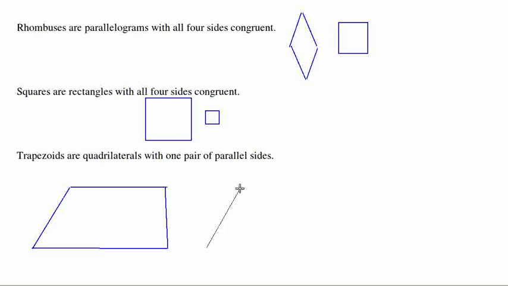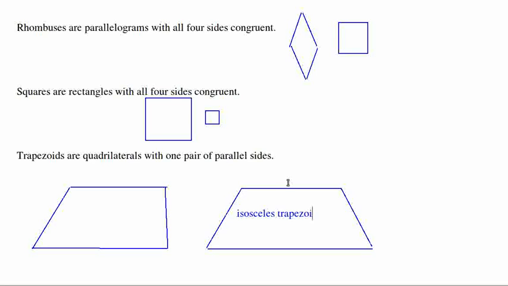Now, if you have a pair of opposite sides that are parallel, and if the other pair of sides are congruent but not parallel, that's referred to as an isosceles trapezoid. All right? So an isosceles trapezoid is a trapezoid such that you have a pair of parallel sides and the other pair of sides are congruent. So this is an isosceles trapezoid.